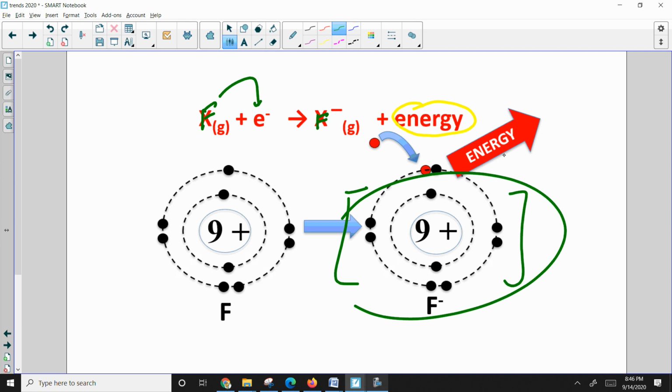But look what happens. A little bit of energy is given off when it absorbs that electron. So this is the opposite of ionization energy, where we had energy on the other side of the equation. So we're absorbing the electron. So be careful on test questions when you're looking at these equations.